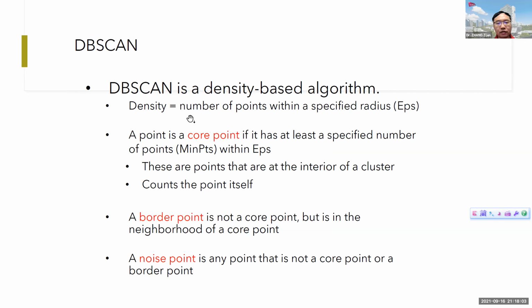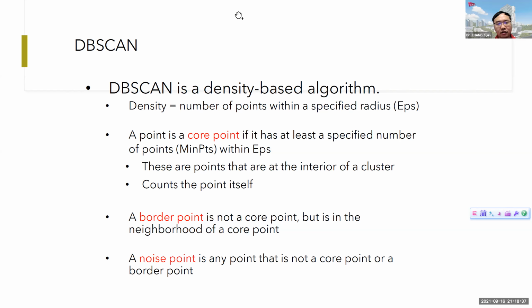Okay, so we finished K-means, we finished hierarchical clustering. Then we introduce the next very famous strategy called DBSCAN, density-based scan. Okay, so it's a density-based clustering. So we do clustering by scanning the density of the data points in the data set. So DBSCAN is a density-based algorithm.